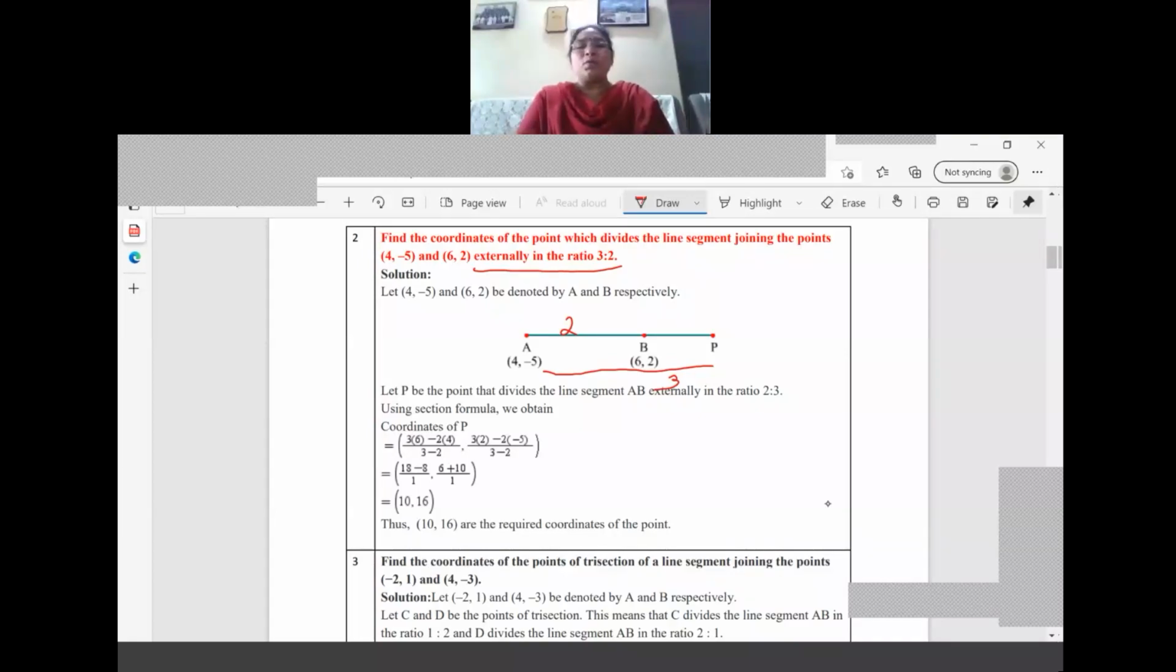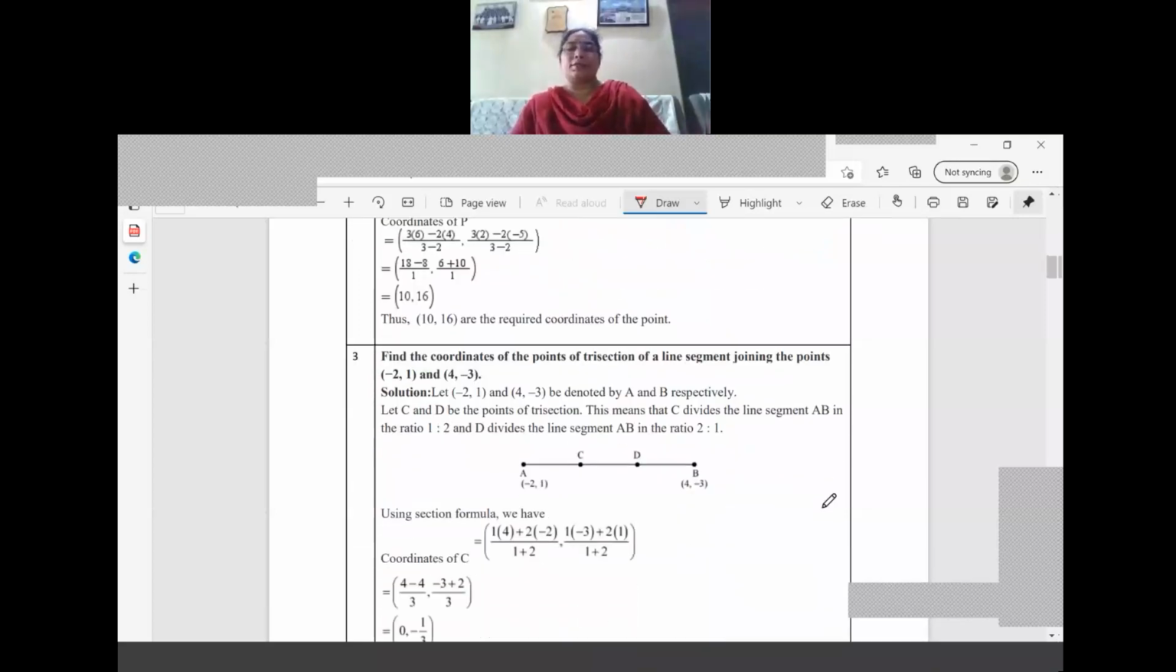Again 3 into the y coordinate, which is 2, minus 2 into -5, divided by 3 minus 2. After solving, what we'll get is (10, 16). This is just for your knowledge sake, don't take tension.